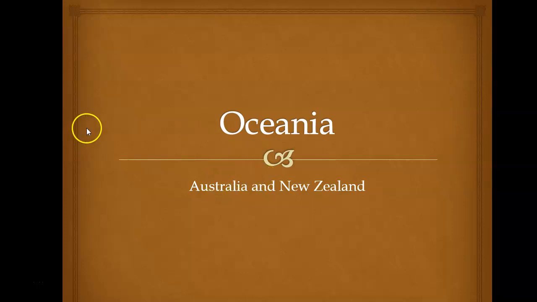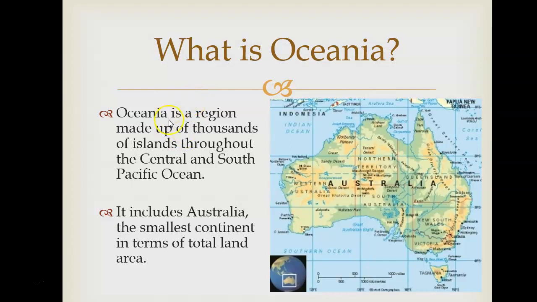This video will cover the area known as Oceania. We'll start with kind of a definition. Oceania is made up of thousands of islands. It includes Australia, but additionally all of these islands over here in the Pacific Ocean.